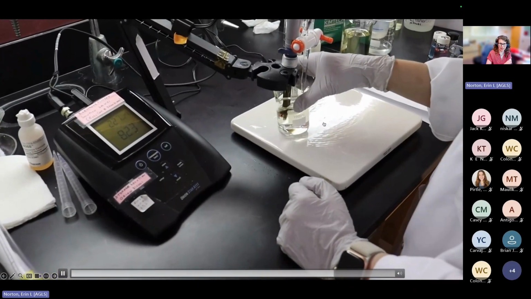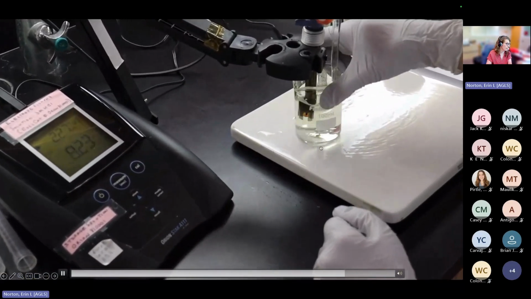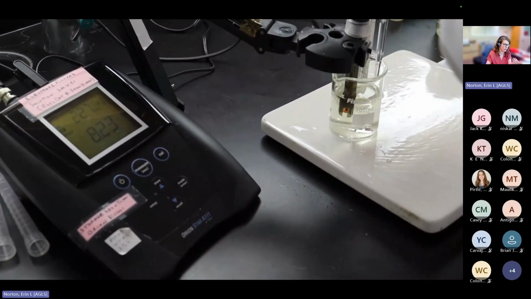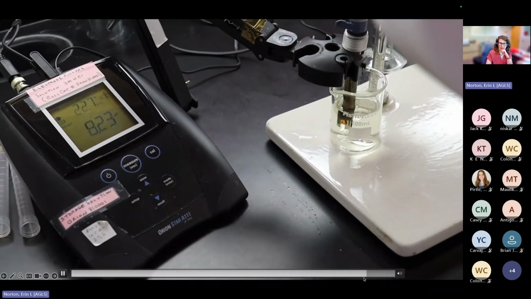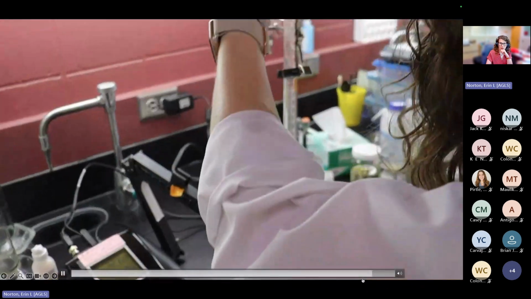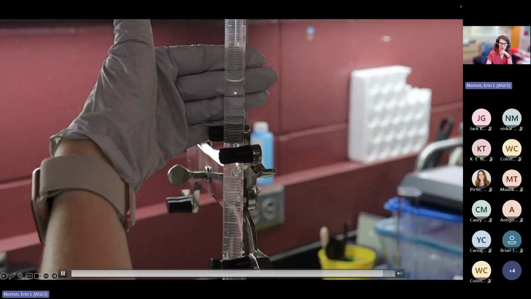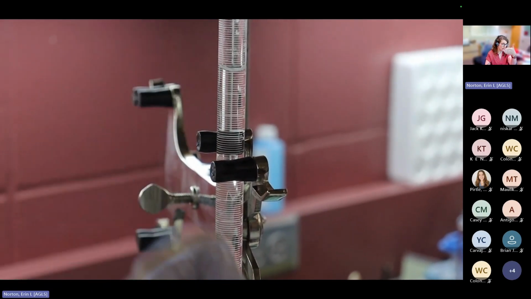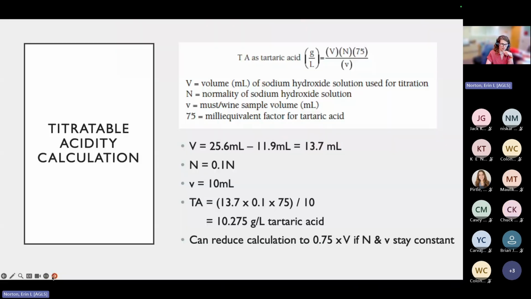Okay, so I'm just making sure that everything, I think I added another drop there. And another important thing, especially if you're using a color indicator, have a white background of some sort, a white piece of paper, or laminate a white piece of paper so it doesn't get wet. I think that's about it. Okay, so now I'm reading the final volume. Make sure if you can't see it very well, you give yourself some help. And that is how you do a titratable acidity.